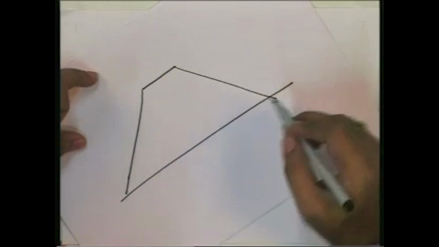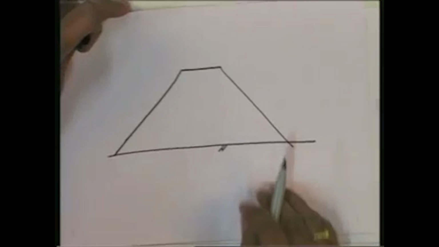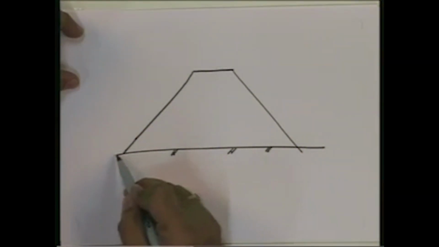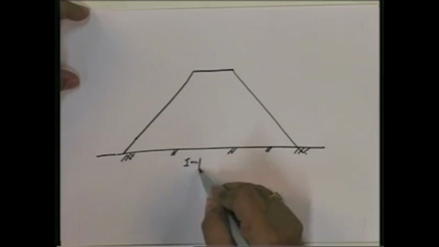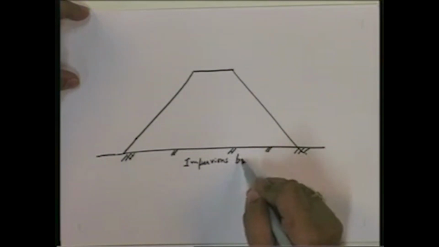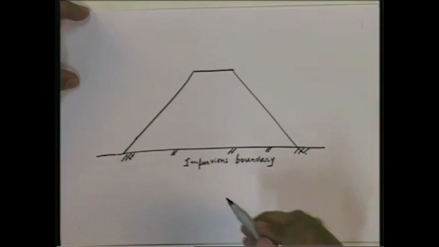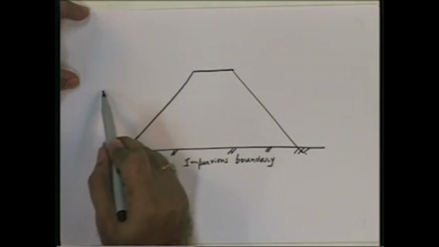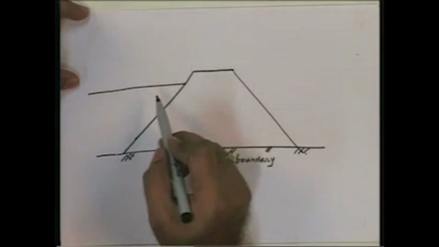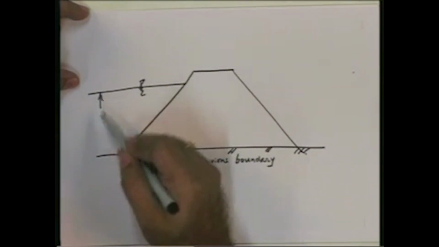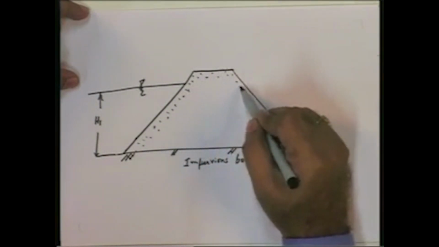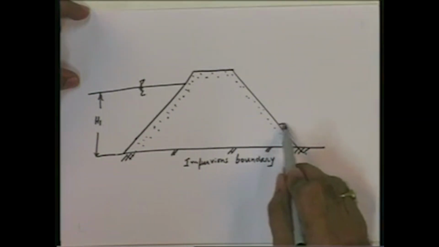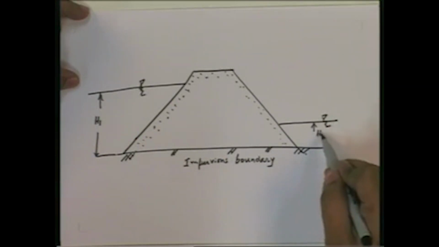If you consider a similar cross section of a dam, and this being the impervious boundary, and if this happens to be the upstream water level H1, and this is the soil with which the embankment has been constructed, and this happens to be the downstream water level with H2.